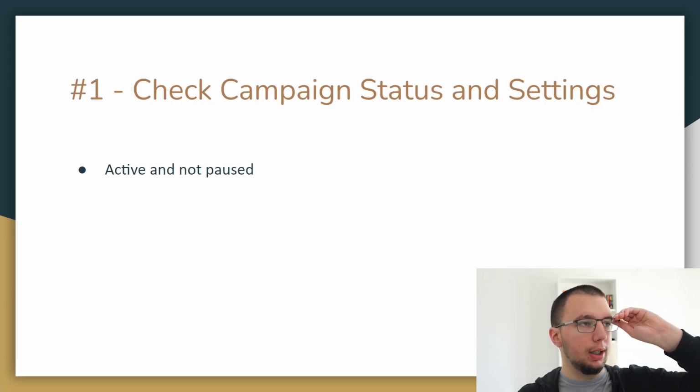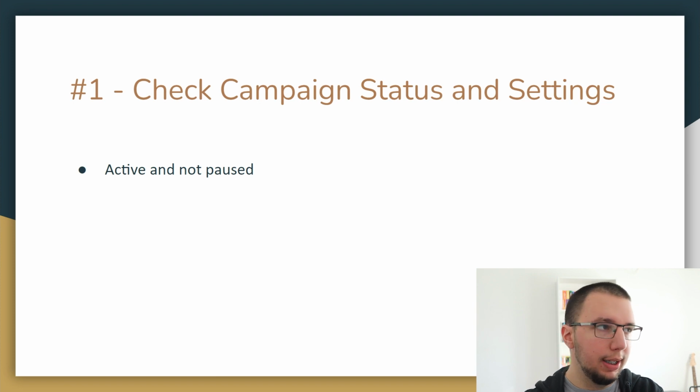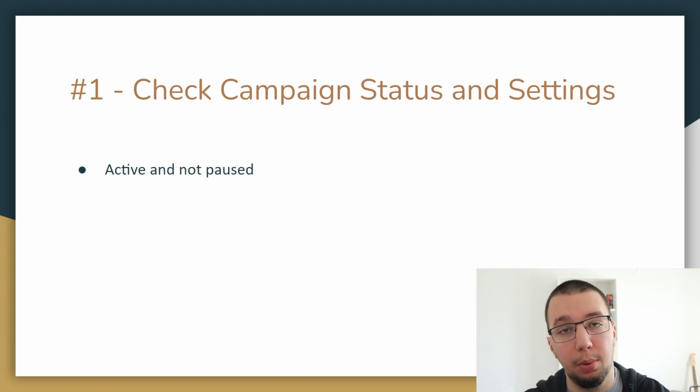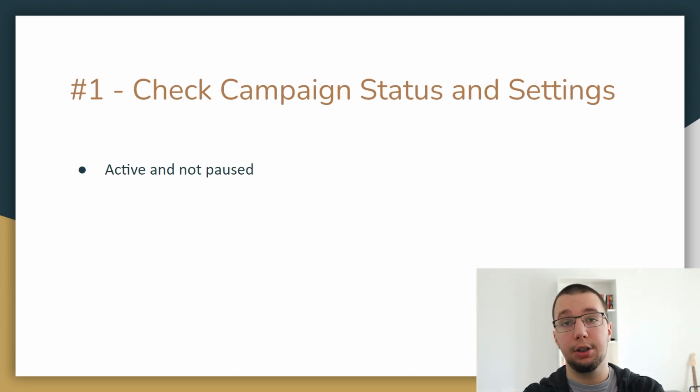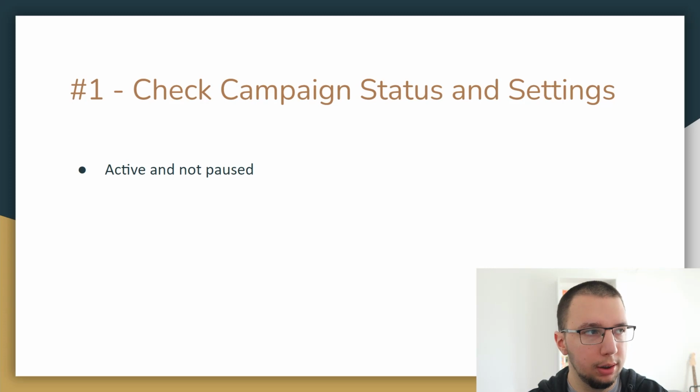So the first thing is to check your campaign status and settings. And what I mean by that is to check if your campaign is paused or active, and if your campaign is scheduled to run at a later date. Now this might seem stupid to some of you, but I actually had a friend of mine who was running Google Ads for their own e-commerce brand. And she told me that she's not getting any impressions on her ad.